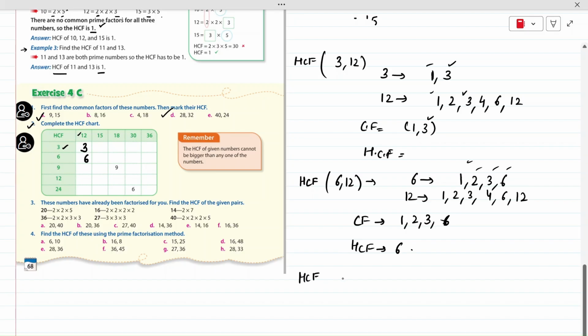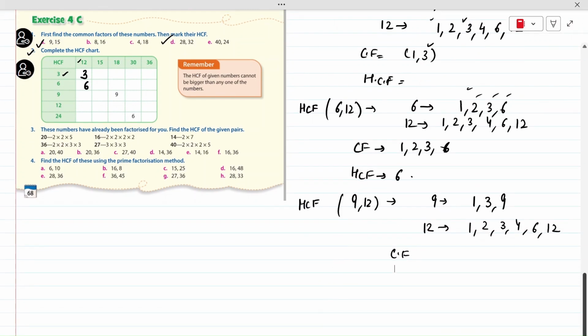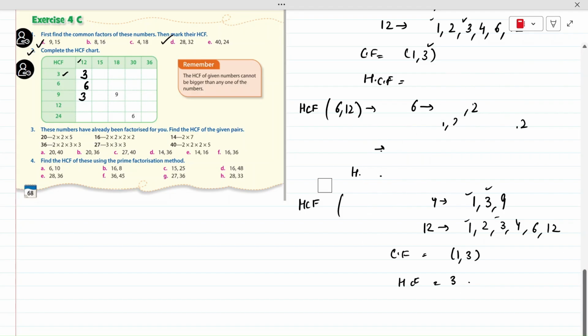Next we have HCF of 9 and 12. For 9, the factors are 1, 3, and 9. And for 12, same numbers: 1, 2, 3, 4, 6, 12. So if you see here, the common factors are 1 and 3, right? So common factors are 1 and 3, and HCF is 3 here because the highest among these is 3 only. Okay, now let me erase this part.